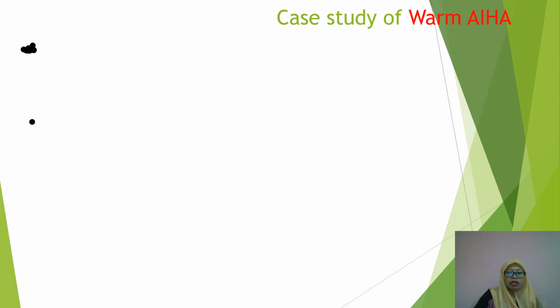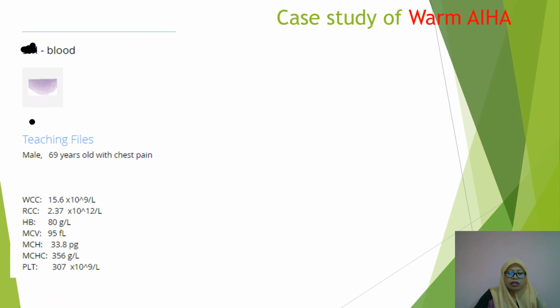I want to share a case study of one AIHA. This is the blood count of a male patient aged 69 years old, presented with chest pain. As you can see here, the patient's RBC and hemoglobin are low. Hemoglobin is 80 grams per liter and the RBC is 2.37 times 10 to the power of 12 per liter. The RBC indices, the MCV and MCH, are normal. So this is considered a normocytic normochromic anemia.